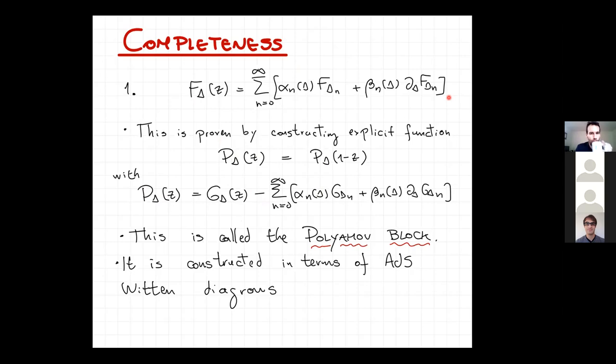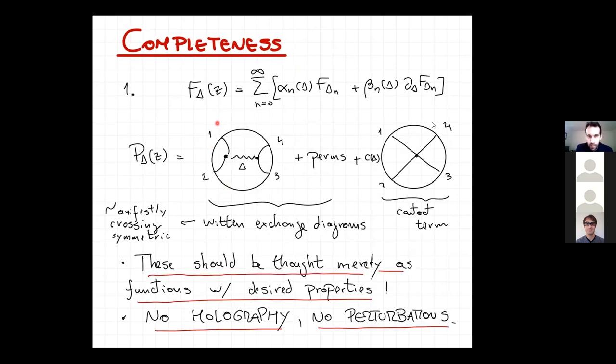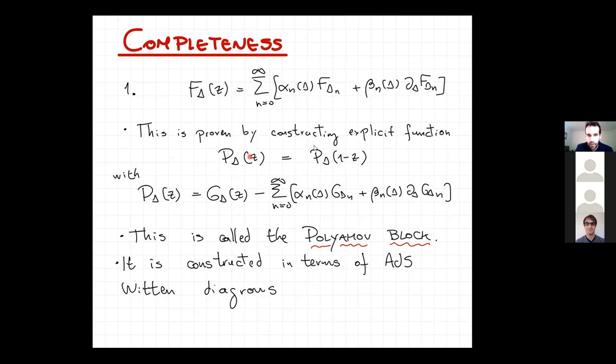Sorry, it's not clear. We constructed a function, and so what? We've constructed a function, P delta of z, which has this conformal block expansion, and which is crossing symmetric. I have not shown it to you, but if you take these diagrams in AdS/CFT, these are just some integrals and they produce some function of the cross ratio z. That function is crossing symmetric by construction. Now you expand it in conformal blocks, and you will find that the decomposition looks like this. It's what comes out. There could be other stuff.